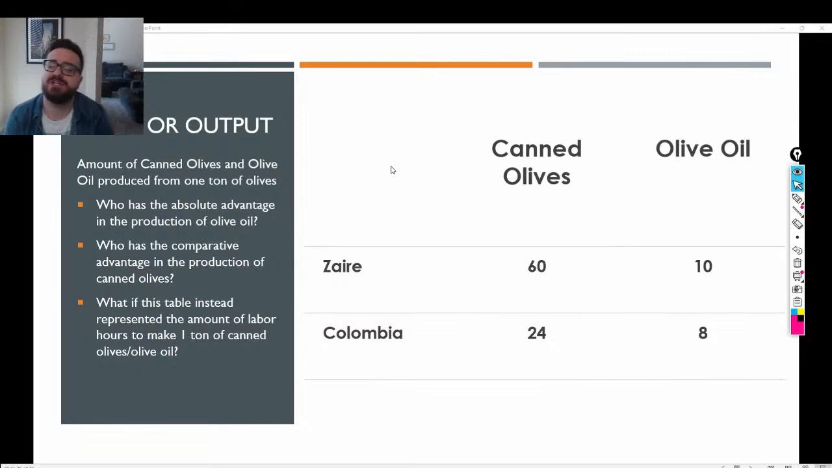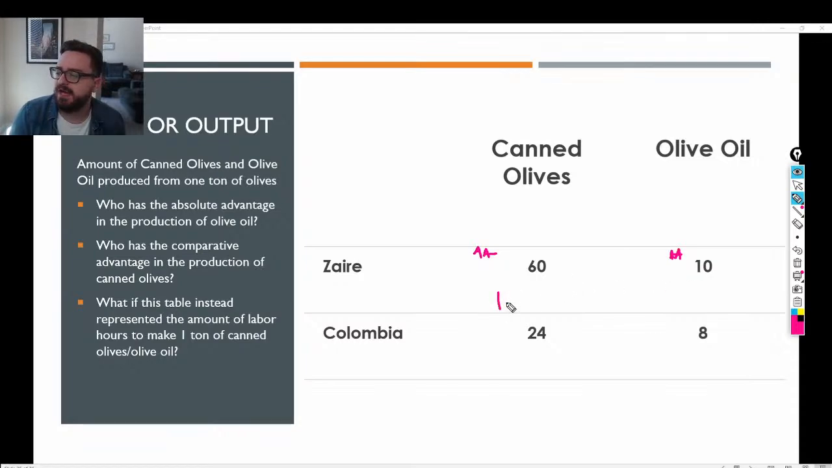Who's the absolute advantage in this? In both of them, it's Zaire, because they can make more canned olives than Colombia. They can make more olive oil than Colombia. So Zaire has the absolute advantage in canned olives. They have the absolute advantage in olive oil. That does not require really anything to think about. For comparative advantage, you have to find the opportunity costs, and that's where it gets tricky. You have to do some work.